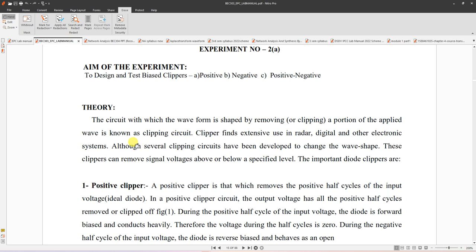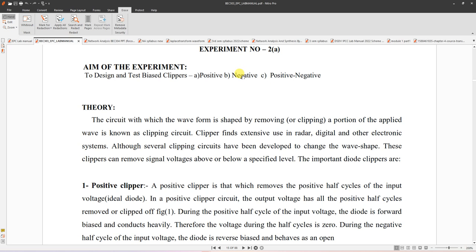Okay. So what is the meaning of clippers? Clip means we have to clip off some part of the input. Okay. And at the output side, if I give a full sinusoidal wave at the input, some part of the positive side waveform will be clipped off. Okay, the remaining negative cycle will come as it is.